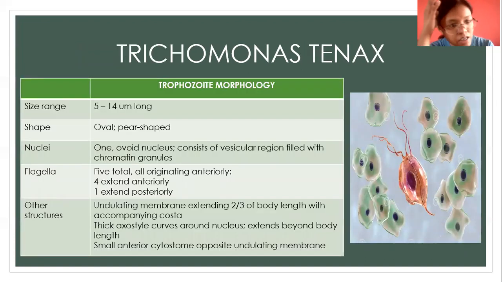Next natin, Trichomonas tenax. Nakukuha sa pakikipaglaplapan. So, size range na ating trophozoite is 5 to 14 micrometer long. It is oval or pear shape. It has one ovoid nucleus consisting of vesicular region filled with chromatin granules. Flagella, meron siyang 5, 4 extending anteriorly and 1 extending posteriorly. So other structures, undulating membrane extending 2/3 of body length with accompanying costa, thick axostyle curves around the nucleus, extends beyond body length, and has small anterior cytostome opposite the undulating membrane.